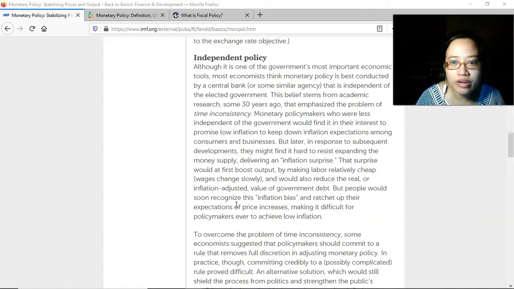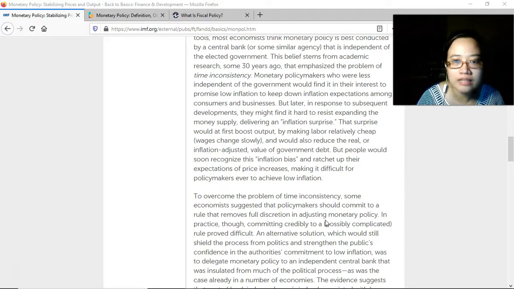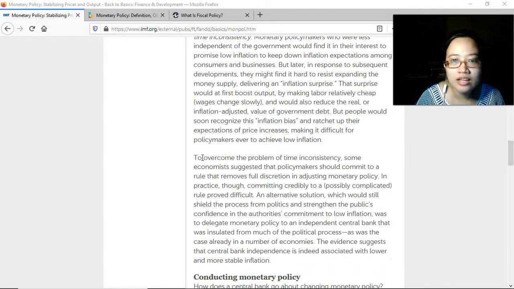But people would soon recognize this inflation bias and raise their expectations of price increases, making it difficult for policymakers ever to achieve low inflation. To overcome the problem of time inconsistency, some economists suggested that policymakers should commit to a rule that removes full discretion in adjusting monetary policy. In practice, though, committing credibly to a possibly complicated rule proved difficult.